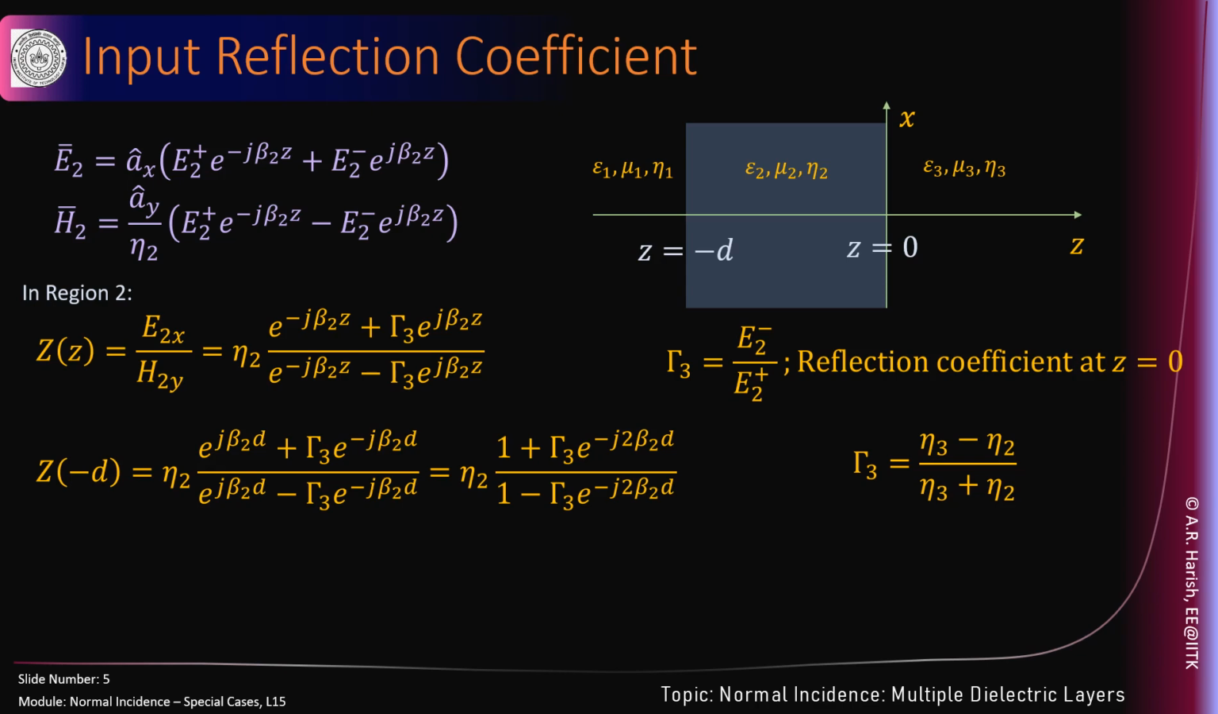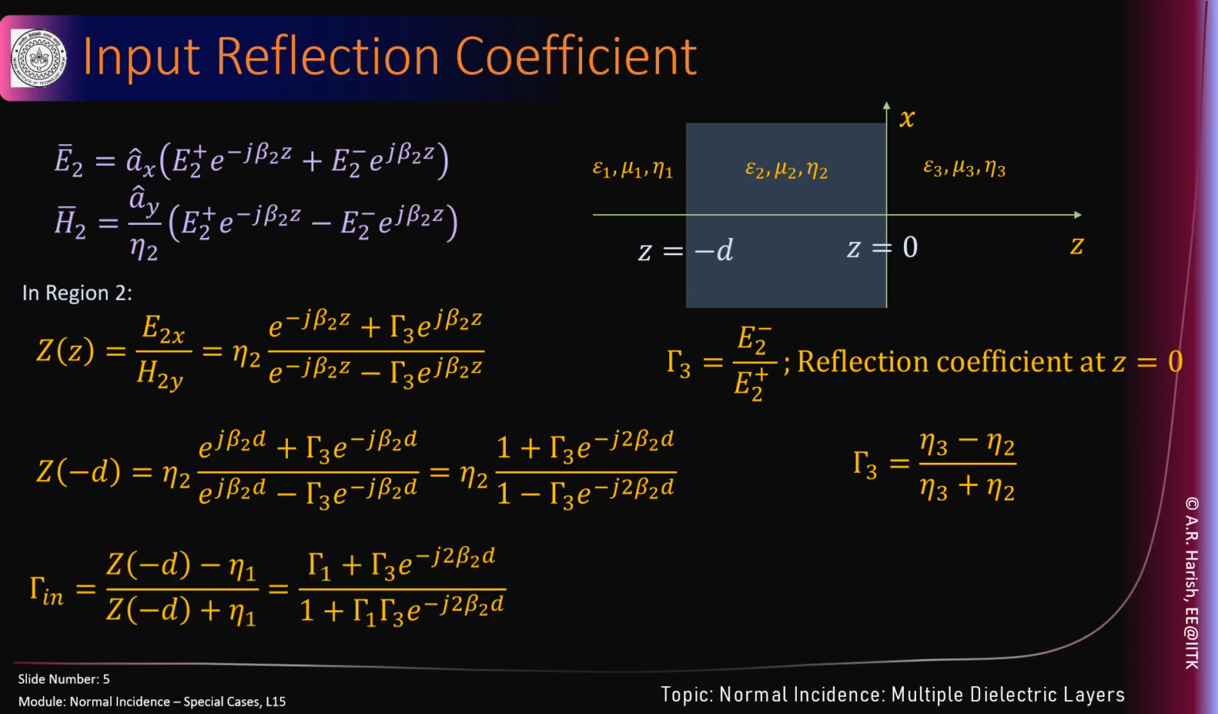How did we get this result? We simply took out e to the power of j beta 2, and then it's straightforward to get this result. Now, what is the reflection coefficient? The reflection coefficient is z input minus eta 1, that is the impedance of region 1, upon z of minus d plus eta 1. This is something like zl minus z0 upon zl plus z0. Remember that result? Exactly the same result here.